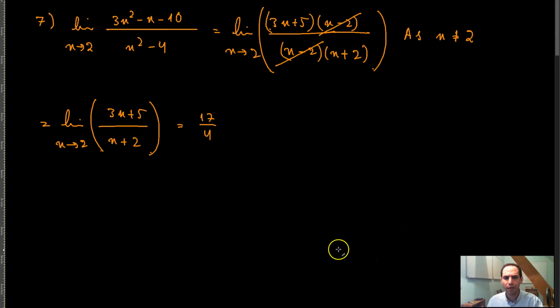Eleven fourths, I suppose. 3 times 6 plus 4. Okay, sir, I made a mistake there. So that's basically 3 times 2 is equal to 6, 6 plus 5 is equal to 11, 11 divided by 4. That's the correct answer.